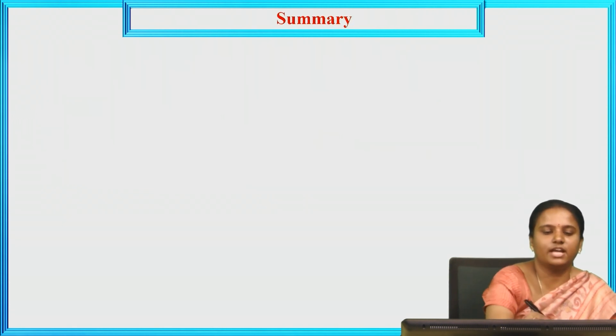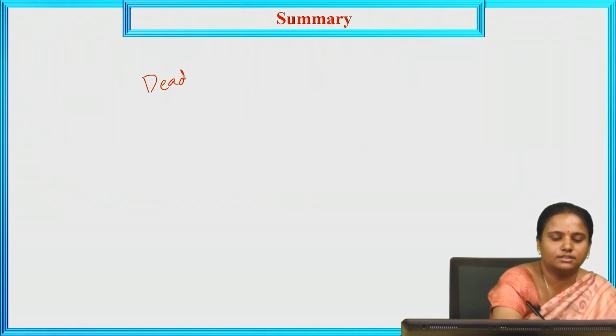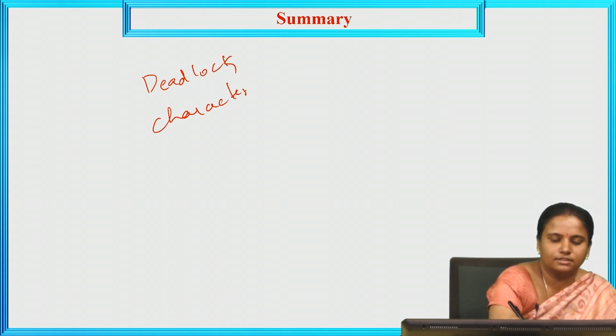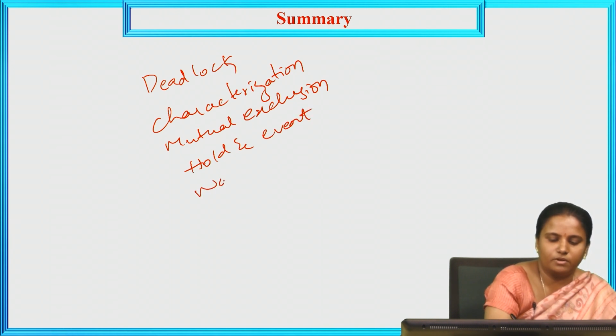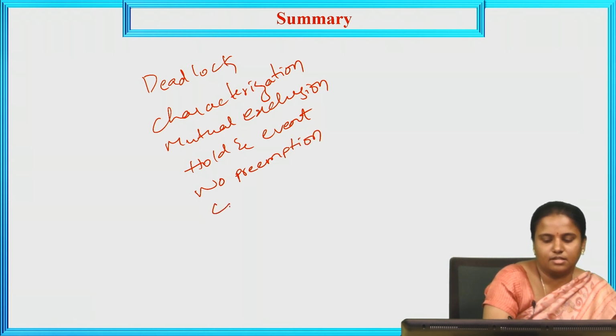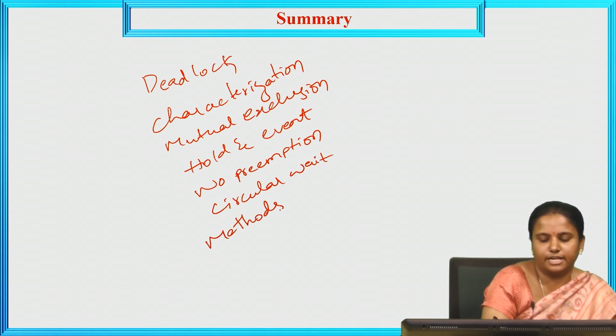So in this session we have seen about deadlock and characterization of deadlock. In the characterization of deadlock, we have seen mutual exclusion, hold and wait, no preemption, circular wait, and we have also seen the methods of deadlock.